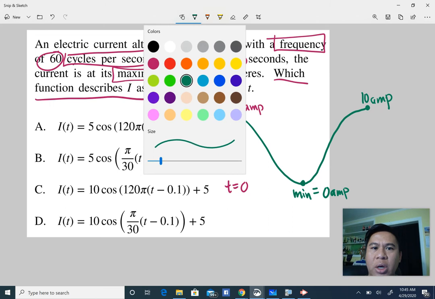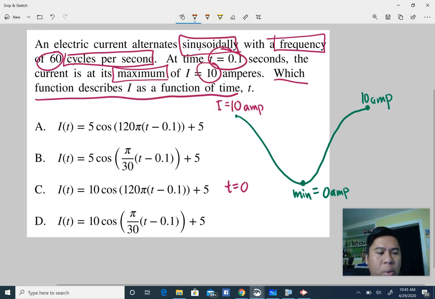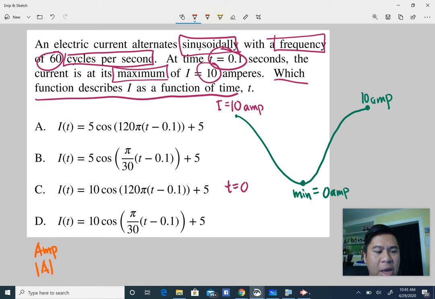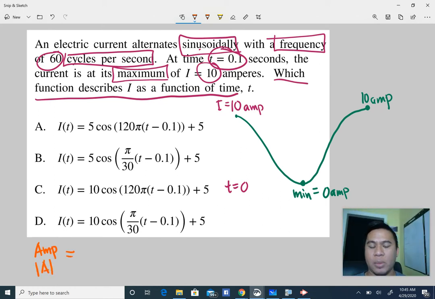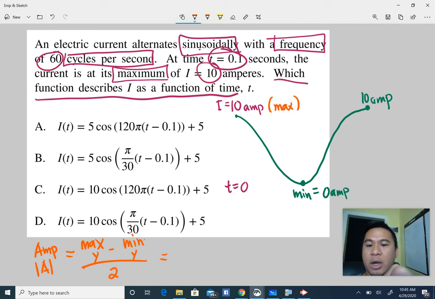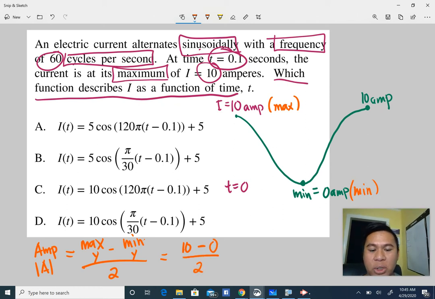So with this, we can compute the amplitude and the period. Our amplitude, the absolute value of A, is equivalent to the maximum y value minus the minimum y value, all over 2. The maximum value is 10, minus the minimum value, which is 0, divided by 2. So 10 minus 0 is 10, divided by 2. Then my amplitude is in fact 5.